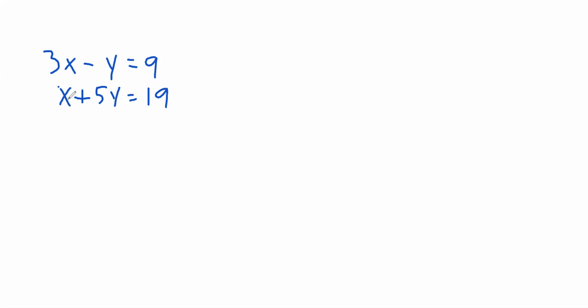Now, ultimately, what we're going to want to do is we're going to want to add the two equations together. But first, we're going to make a modification. Notice if I add these equations together, let's just play pretend. And when I say add them together, I literally mean, okay, 3x plus x. So we're adding this equation. 3x plus x is 4x. Negative y plus 5y is 4y equals 9 plus 19 is 28.